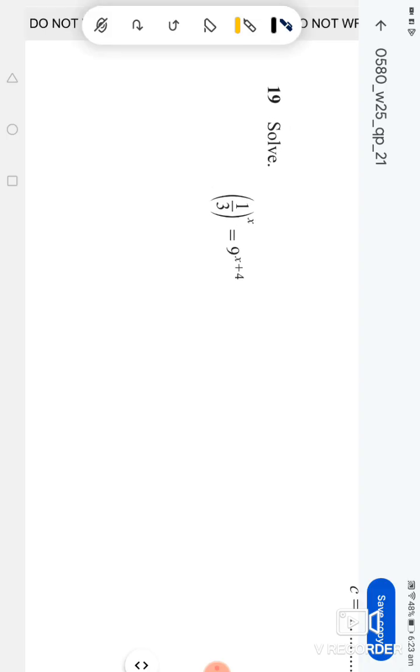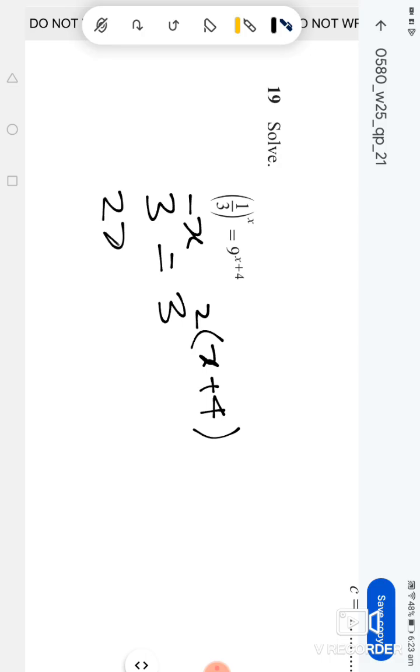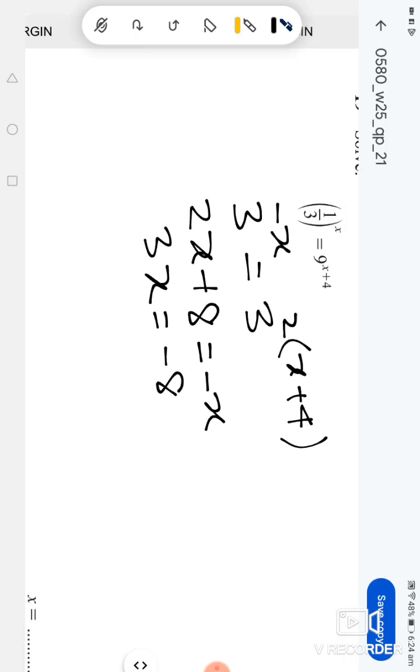Solve 1 by 3 to the power x equal 9 to the power x plus 4. So write 3 to the power minus x and 3 to the power 2x plus 4. So 2x plus 8 equal minus x. So 3x equal minus 8. X equal minus 8 by 3.